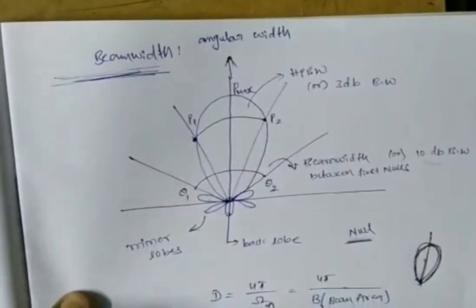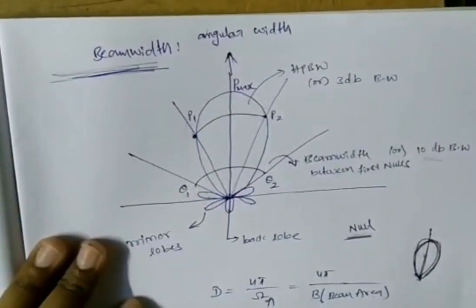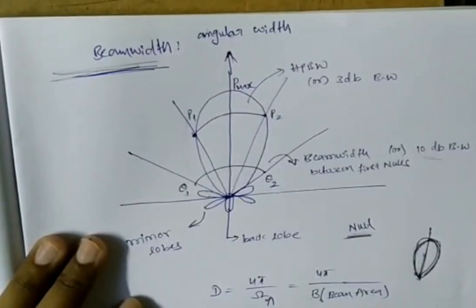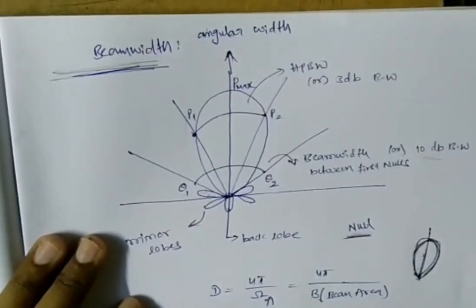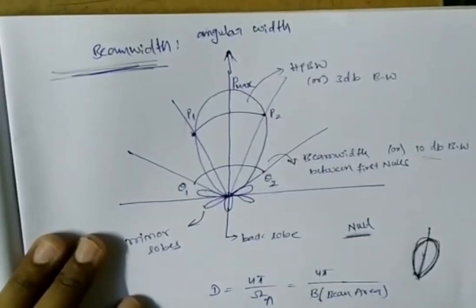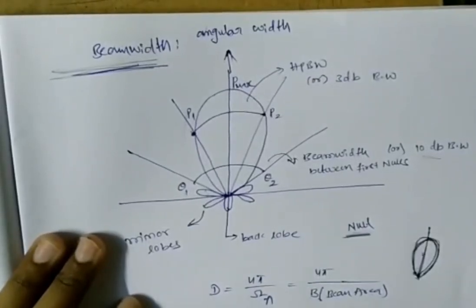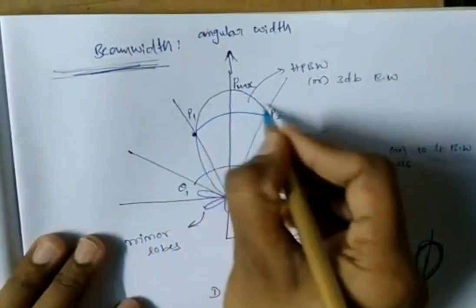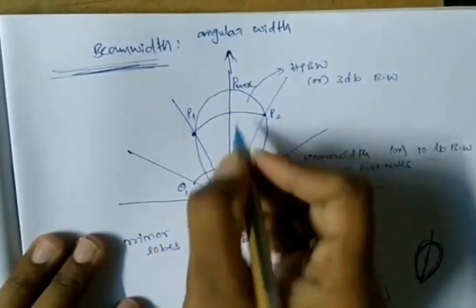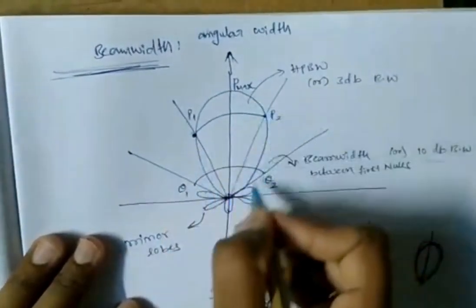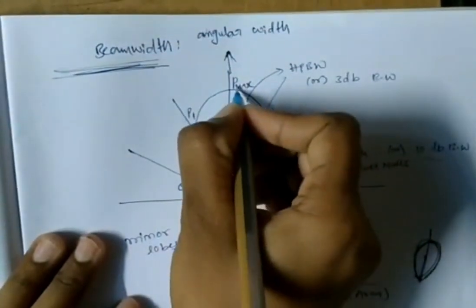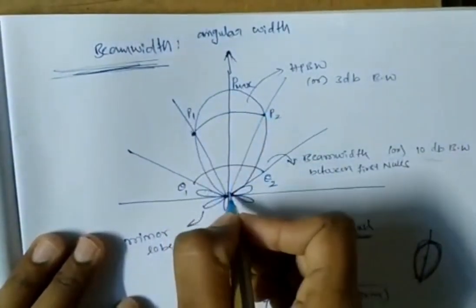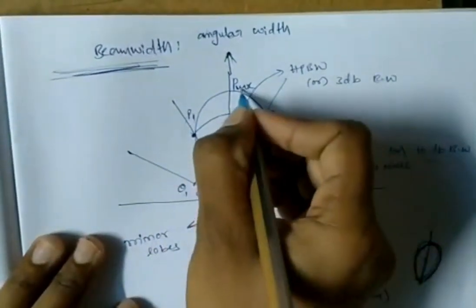How are we finding the beam width here? Generally, we are finding the beam width on the radiation pattern on the major lobe. This beam width is also called angular width, and already we know in the major lobe the existing power is maximum. Why? Because it contains the maximum radiation, so the power is also maximum.